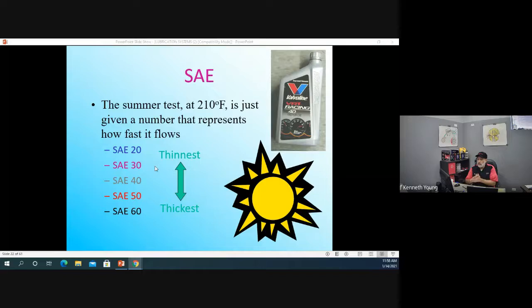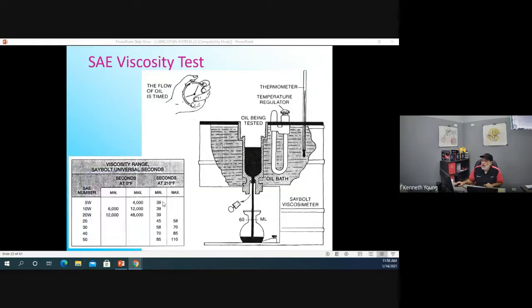Look at the last one there, 60. 60 represents the thickest oil as it flows at 210 degrees. And you better not have any 60 in your car. I don't think anybody would use 60 unless you're into racing and performance and that sort of thing. So it's pretty interesting. They do a viscosity test. They run it through a bottle, they heat the oil up, and they see how much comes out. Well, wait a minute. Hey, I think we can do this right now. So let's head over to the board and do a viscosity test.